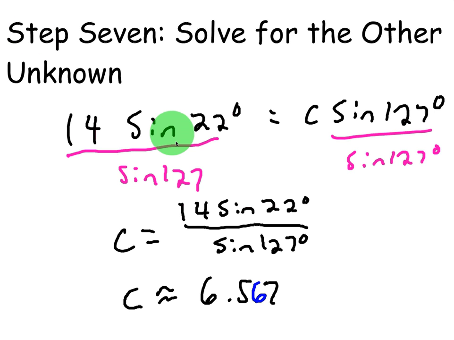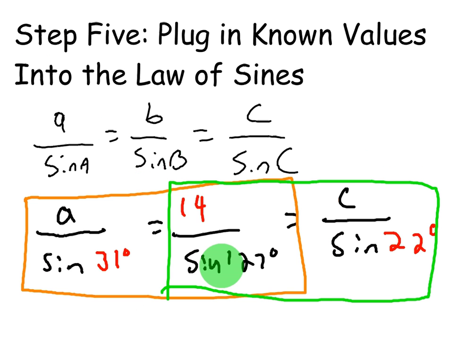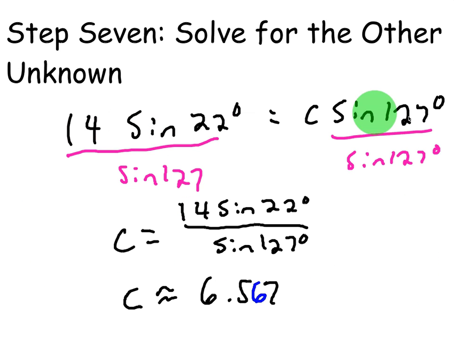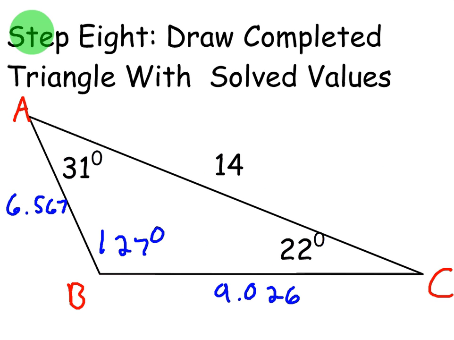You can do the same thing for the other ratio. This one right here, cross multiply, c sine of 127 equals 14 sine of 22, which is exactly what we have here. Divide both sides by sine of 127 to get little c by itself. So you have 14 sine of 22 over sine of 127 equals c. Plug that into your calculator. Make sure that you are in degrees. And you will get little c is equal to 6.567.